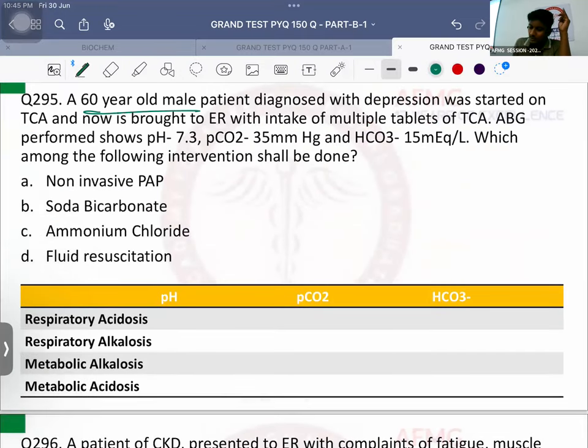295. A 60-year-old male patient diagnosed with depression was started on TCA, tricyclic antidepressants, and now is brought to the emergency room with intake of multiple tablets of TCA. ABG performed shows a pH of 7.3, PCO2 of 35 millimeters of mercury, bicarbonate of 15 milliequivalents per liter. Which among the following interventions shall be done?